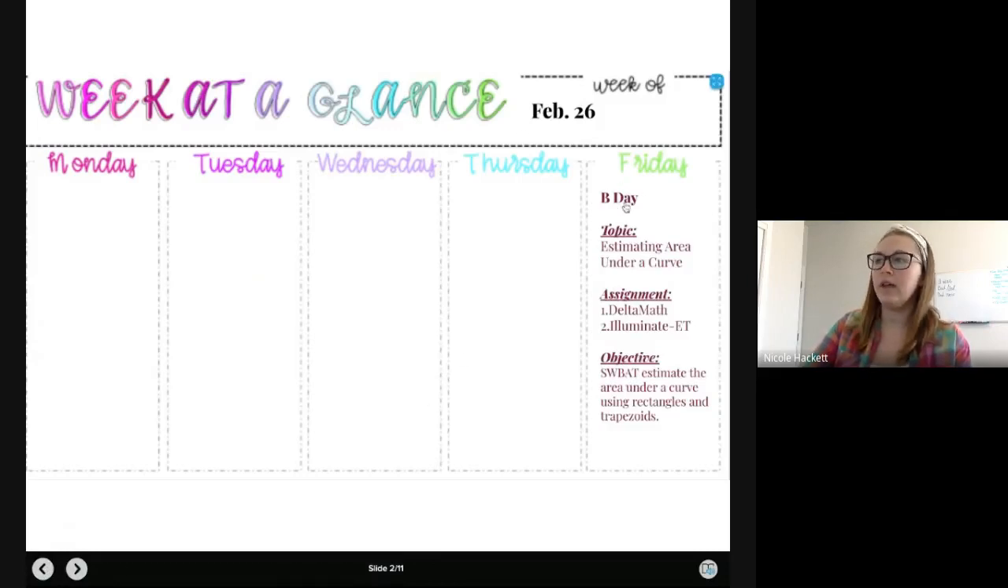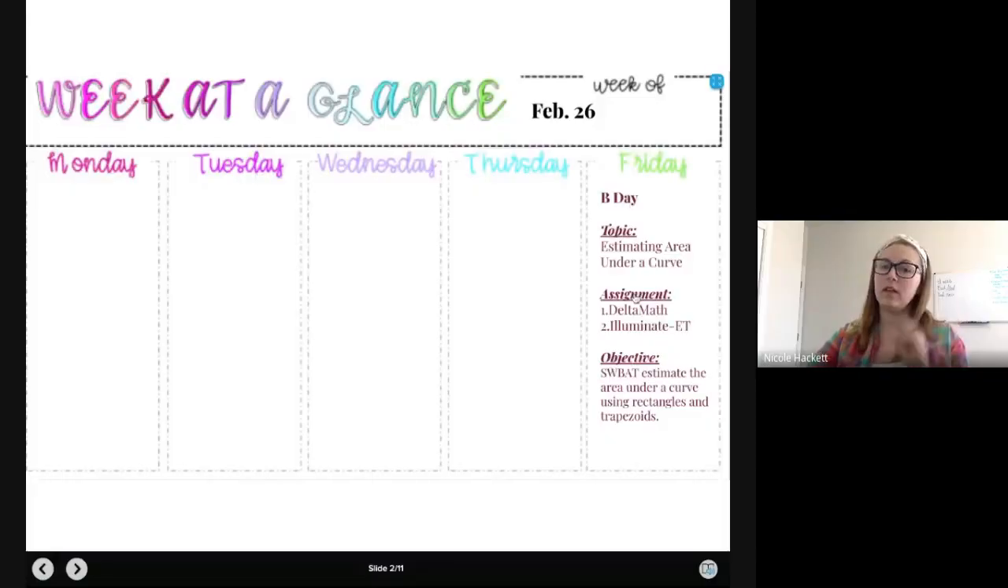Today is actually an A day, but we're talking about estimating area under a curve. And we're looking at completing 2 different things that each only have 2 questions. So you can totally get it done. But make sure in Elluminate you take your time. So we're going to do the exit ticket in Elluminate, and we've got our Delta Math assignment here.